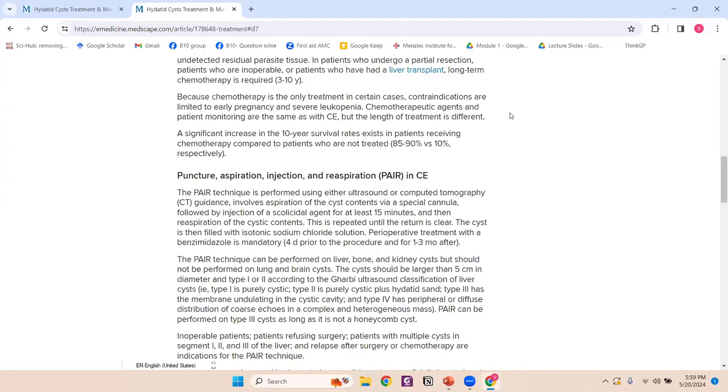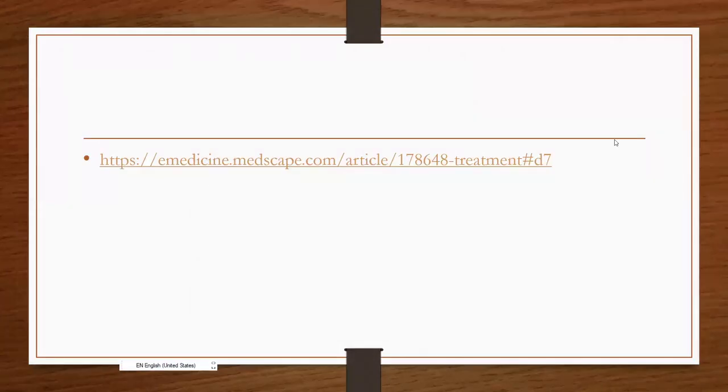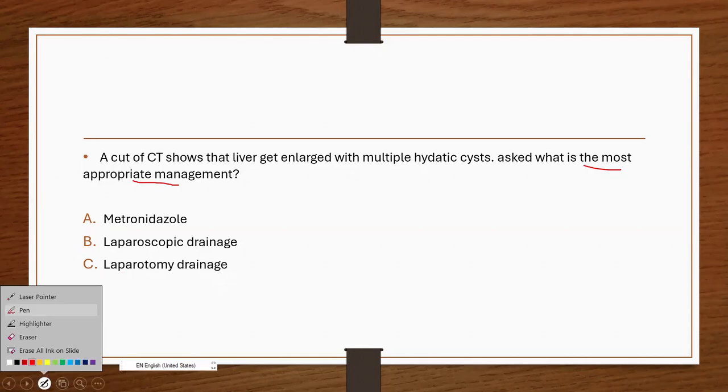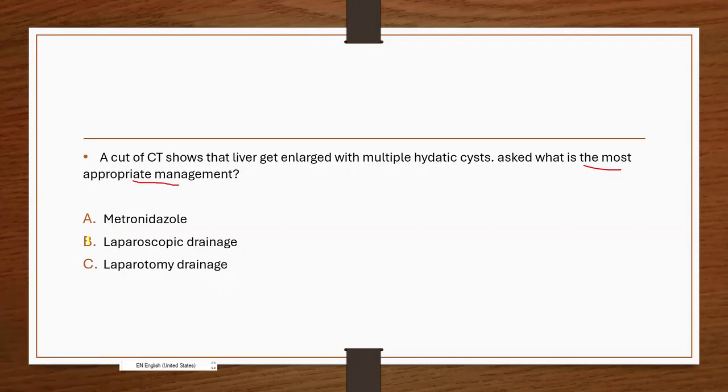But what you have to understand is the best management would be surgical, and even out of surgery, laparoscopy would be the best management, not the open one. So metronidazole, yes, you can give as an initial therapy. But since they have asked for the most appropriate one, you have to go for surgery. Now you have laparoscopic drainage and laparotomy drainage, but out of those two, we have discussed laparoscopy is the best one. So the answer would be B, laparoscopic drainage.